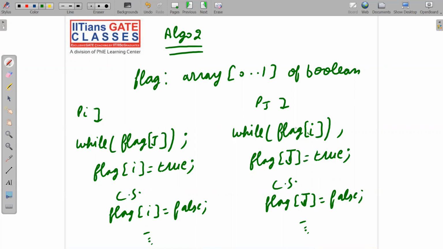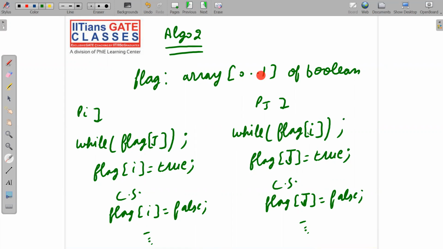So how we will do all these things? I am repeating again and again. In GATE or other competitive exams, they will give just one code. So you can copy that code, and simply replace I by J and J by I. You will get it. So finally, this is the code. So now we have to check whether all the three conditions are satisfied or not.